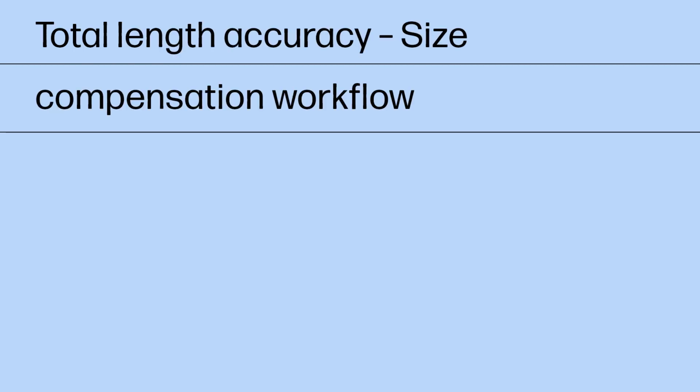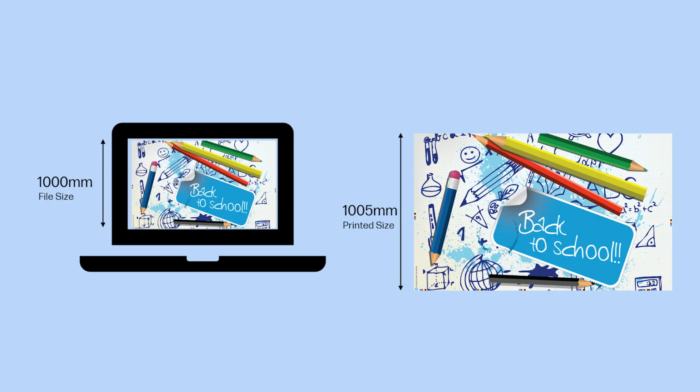Total length accuracy, size compensation workflow. Even if the tile length is consistent from tile to tile, it may not exactly match the original job size. This size variation is caused by the nature of the substrate and how much it expands or contracts with heat, but it can be compensated for with a scale factor in the RIP.